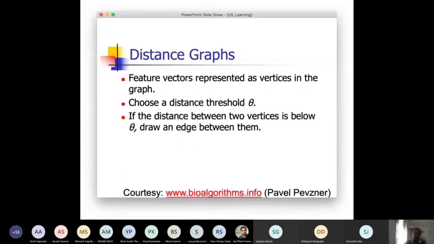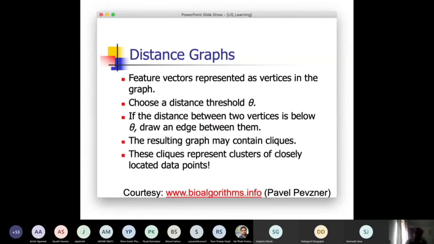And this is just elaboration. I mentioned already how you get a graph from feature vectors. We can call it a distance graph, because here you are using distances to define the edges. Use a distance threshold, and if the distance is less than that threshold, then you form an edge. So this is our expectation.